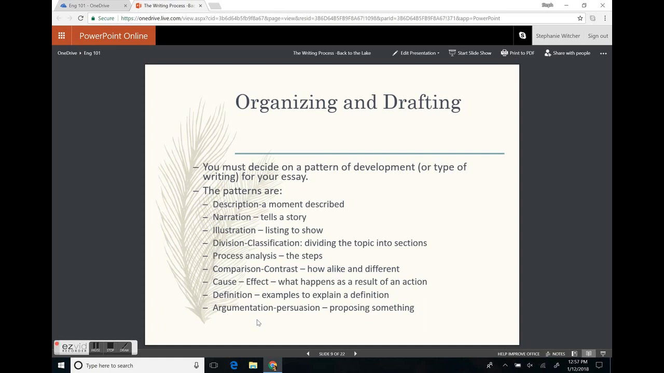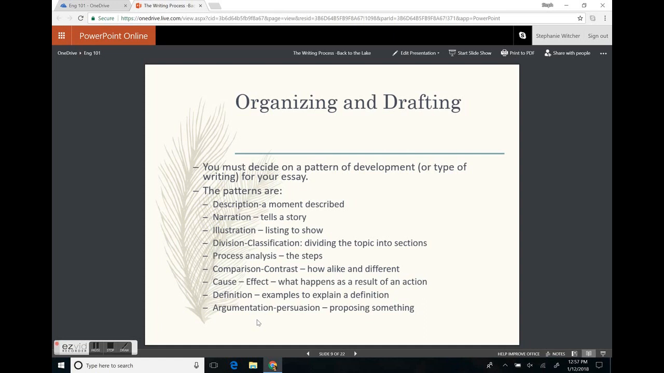Then you have to decide how am I going to develop this? So in what order am I going to put my points? How am I going to arrange them? What kind of specific details do I also need to include? Well, that depends on the patterns of development, sometimes called the rhetorical modes, sometimes called the type of writing. We give it a lot of different names.